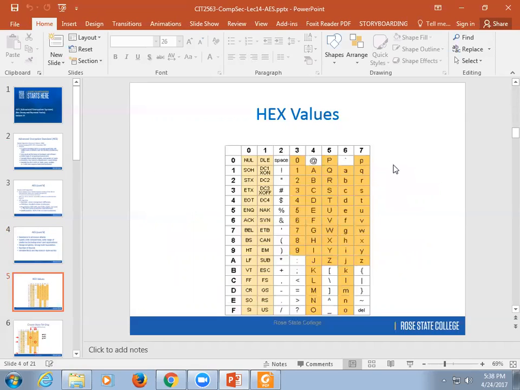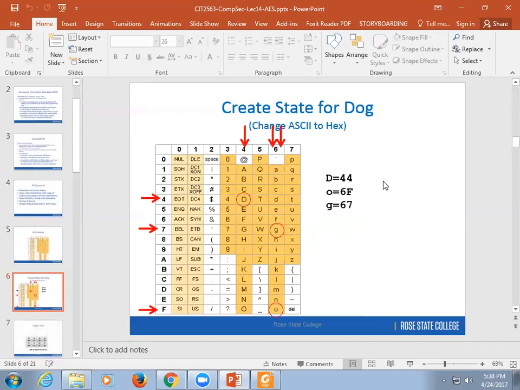AES is really in binary, but we're going to do all this in hex, for the most part. And we teach you how to convert it. Like if you have the word dog, the D is 44. O is 6F. Wait, where's O? Down here. There it is, 6F. So you see how the word dog gets converted to hex. That's ASCII to hex. So 6F is O. Easy enough there.